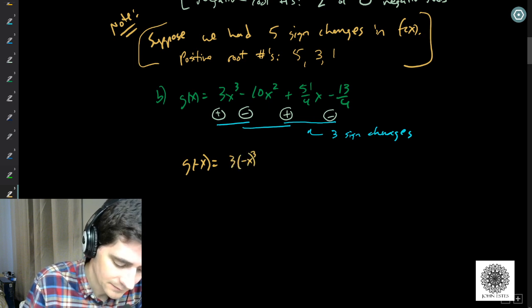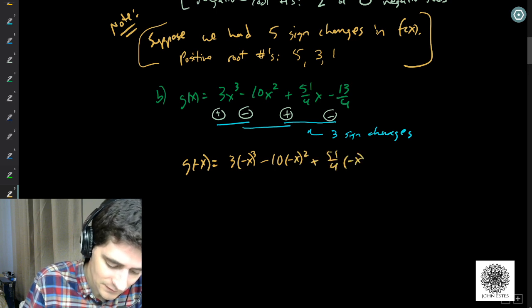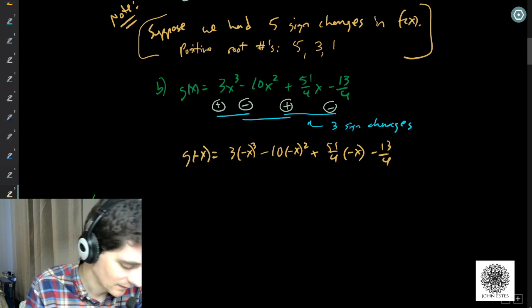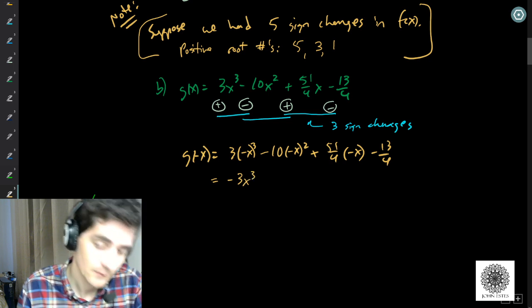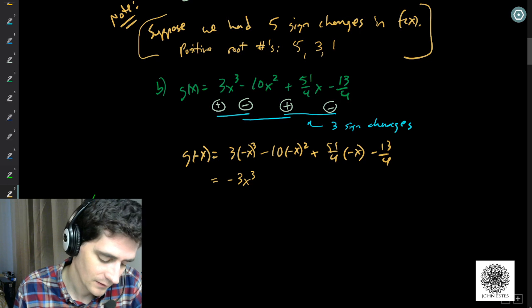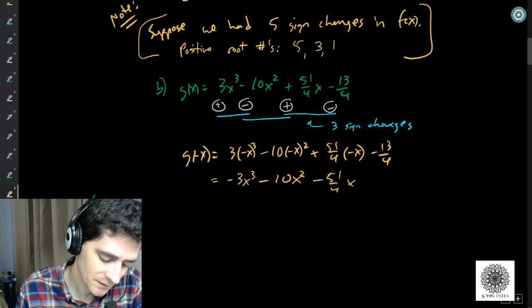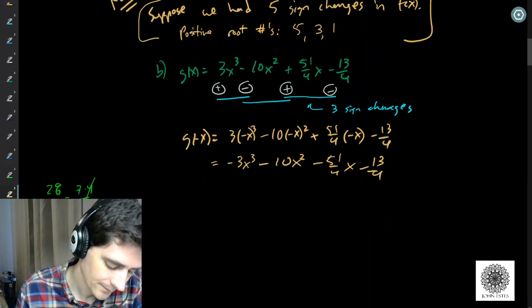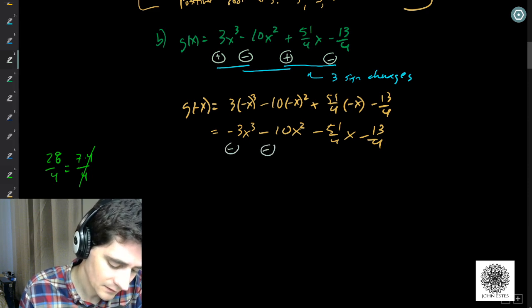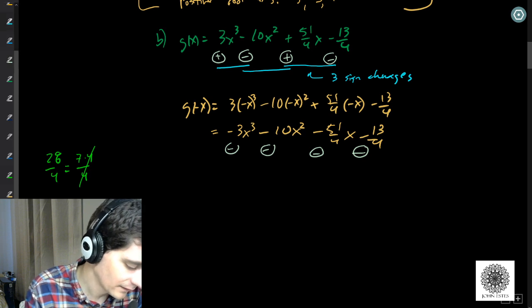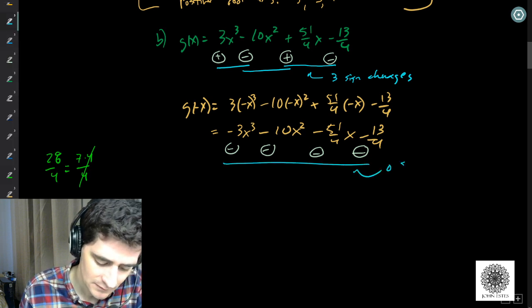So it's 3 negative x cubed minus 10 negative x squared, 51 fourths negative x minus 13 fourths. Let's see what happens. Simplifying this, I end up with negative 3x cubed. Remember, negative x squared is positive x squared, so I get negative 10x squared. And then I have negative 51 fourths x minus 13 fourths. Looking at my sign changes, I went negative, negative, negative, negative. I actually have 0 sign changes here.